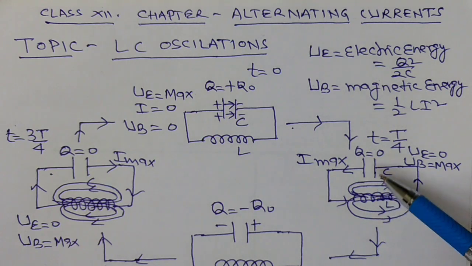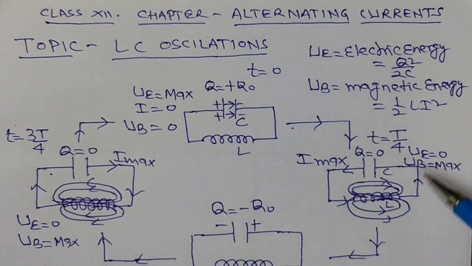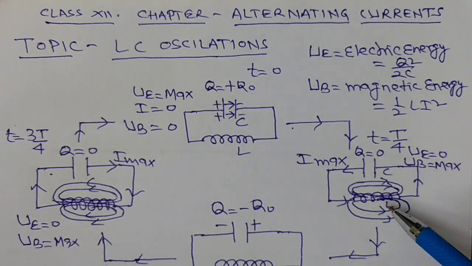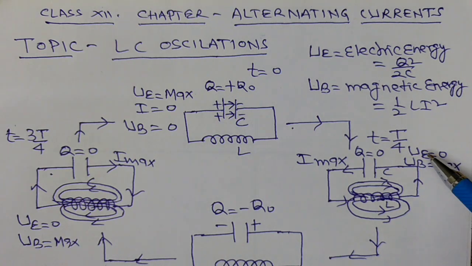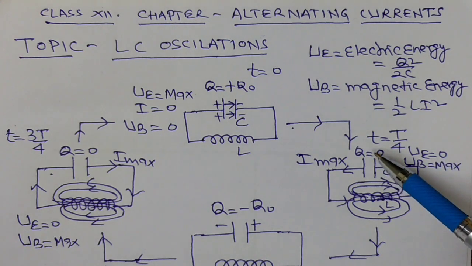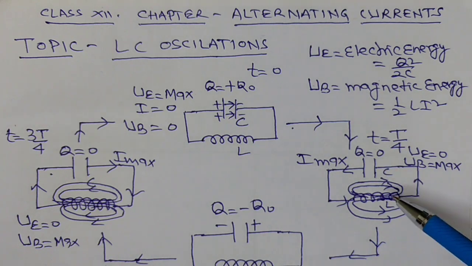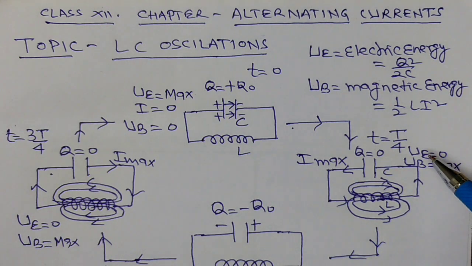And at this time, the current in the circuit is maximum. Therefore, the energy stored by the inductor UB is maximum and UE is equal to 0. The electric field energy is 0 because at this time charge on the capacitor is 0. Therefore, here the magnetic field energy is maximum and here this electric energy is 0.